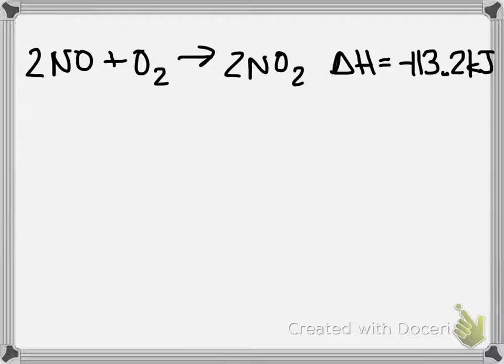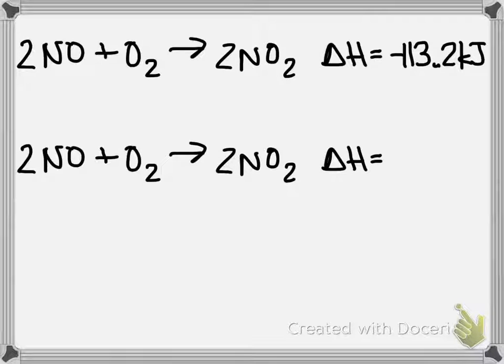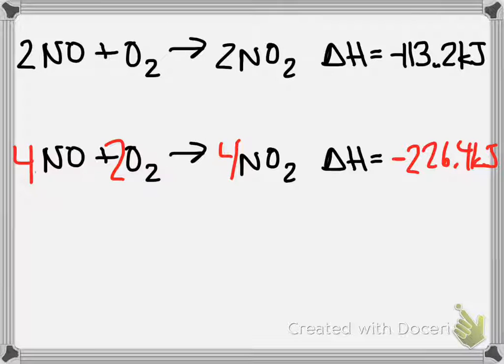The enthalpy of this reaction is negative 113.2 kilojoules. Now, if we take this same reaction, but we multiply it by 2, so 2 times 2 is 4, 1 times 2 is 2, 2 times 2 is 4, so we have doubled the amount of moles in this reaction. Our enthalpy change will also double. So we'll do 113.2 times 2, and the new enthalpy, this reaction, will release 226.4 kilojoules. Okay, because now in this reaction we have twice as many moles reacting.